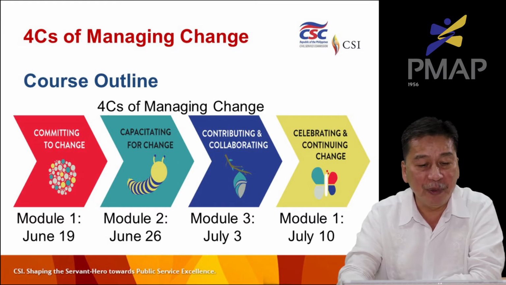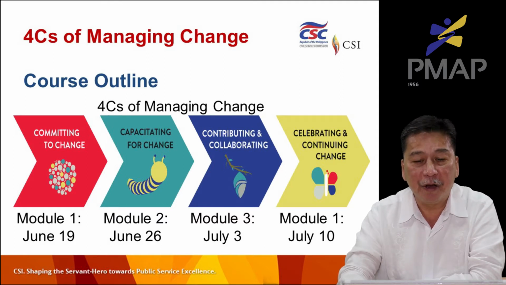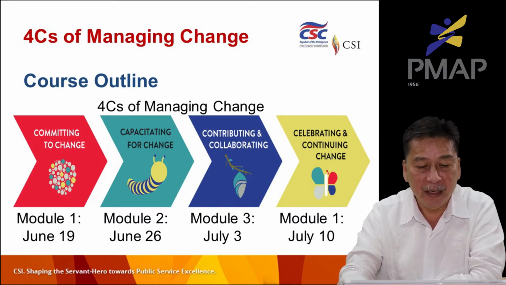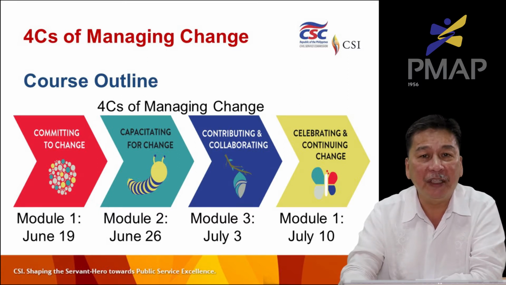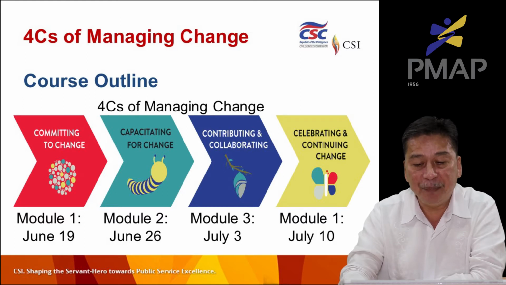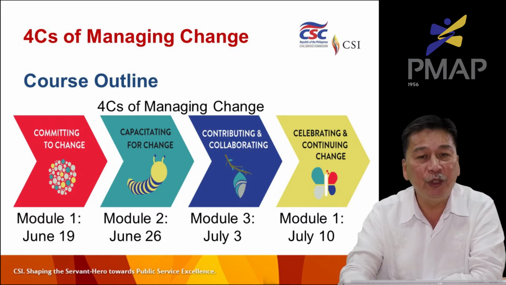The first one is on committing to change. Second is capacitating for change. Third is contributing and collaborating for change. And lastly, celebrating and continuing change. The committing to change module was discussed last June 19. Today we will be discussing module 2, capacitating for change. Then we will move on to module 3, contributing and collaborating for change on July 3, and then celebrating and continuing change as our last module on July 10.